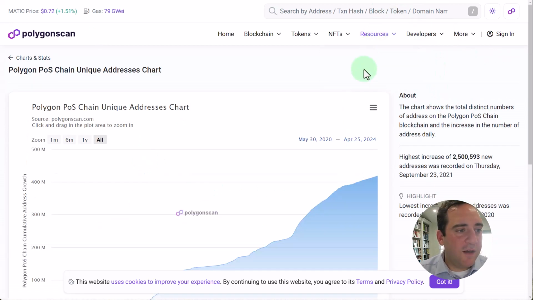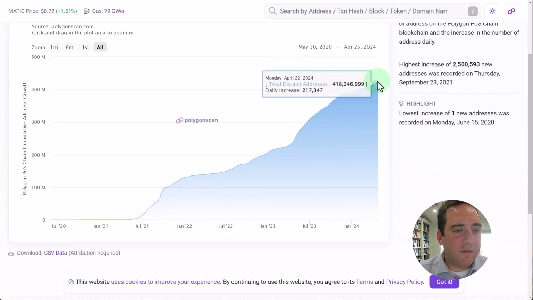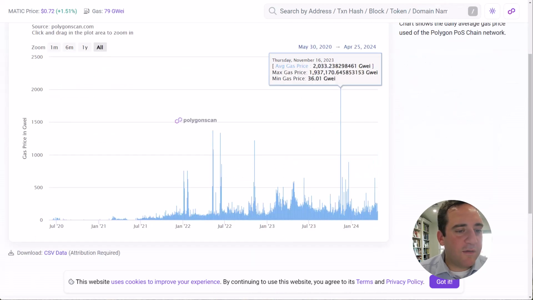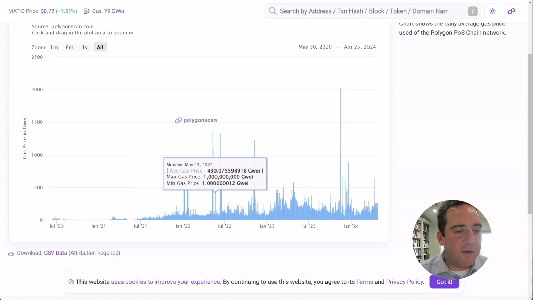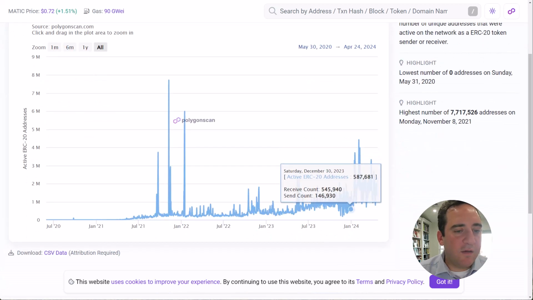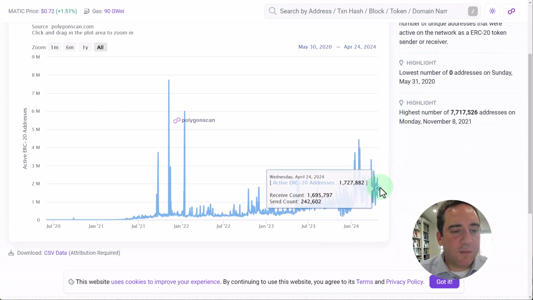That's Polygon. Unique addresses, 418. But what I'm looking for is the average gas price. And you can see it's been steadily rising, but generally pretty good. And this is actually pretty good as well. So it's 1.7 million unique active addresses that are being used.